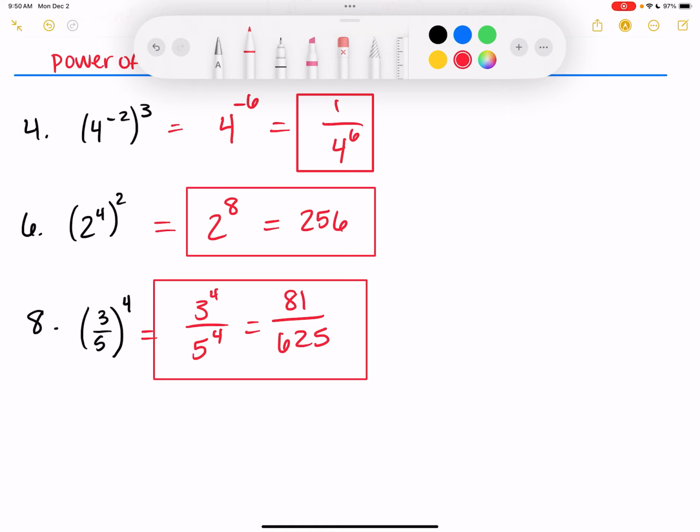If it's able to reduce, do you just have to reduce? Then you should probably reduce it. All right, number 7.